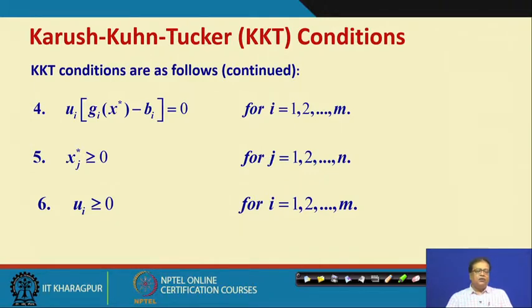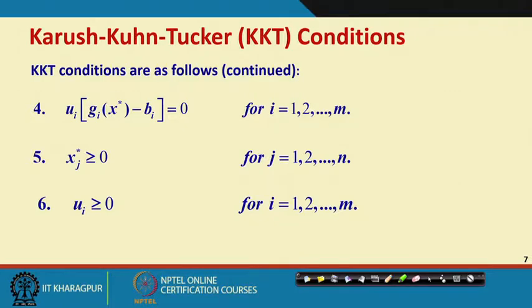And the fifth and sixth conditions are basically non-negativity constraints, both for the decision variables and for the multipliers. Is it all right? So, this is how we begin with the KKT conditions. These are the 6 KKT conditions.